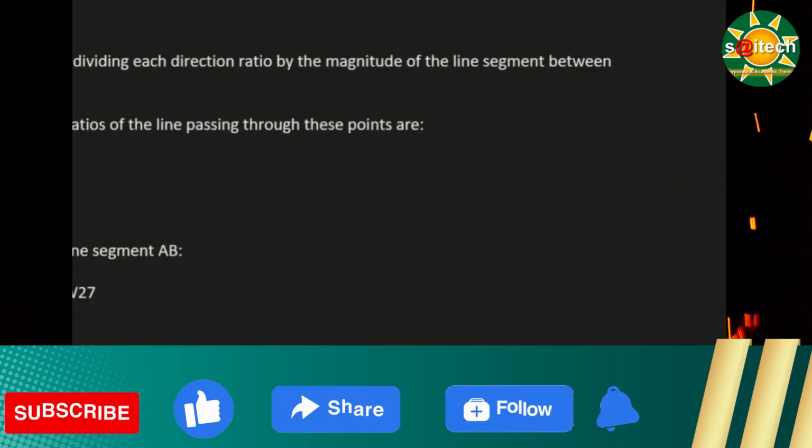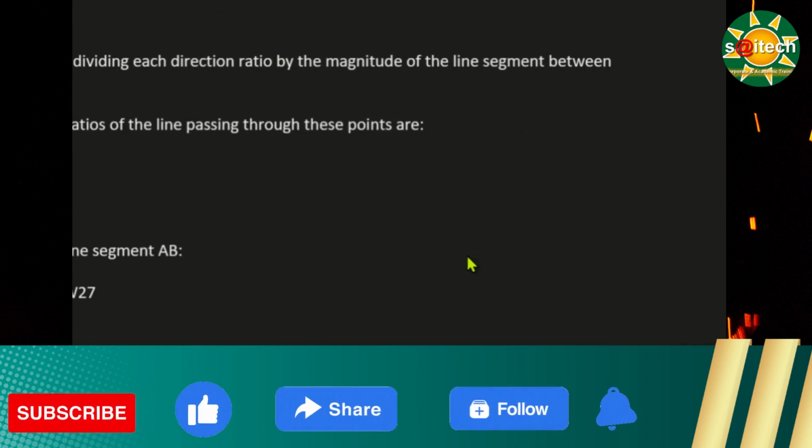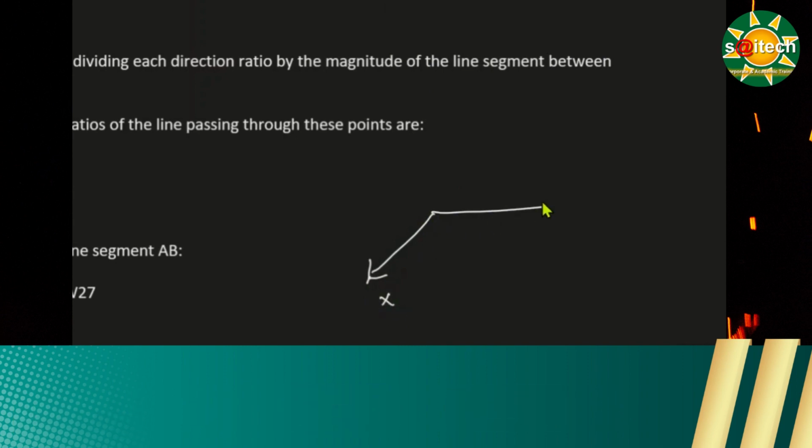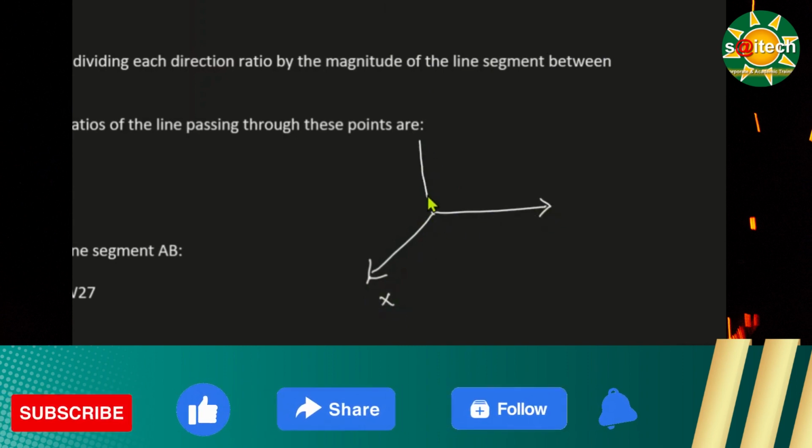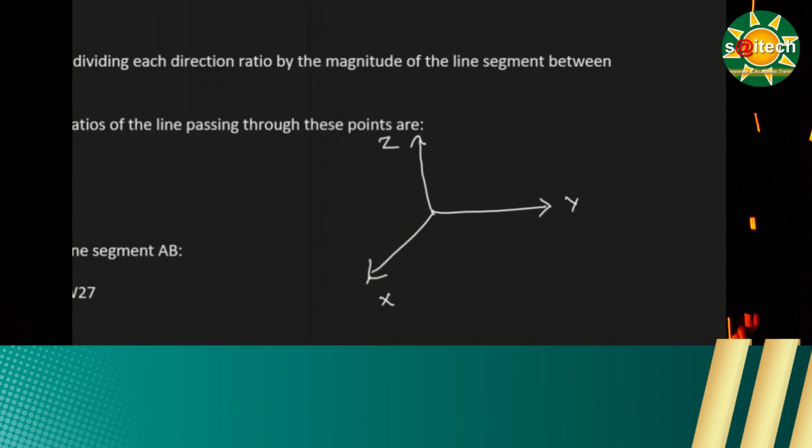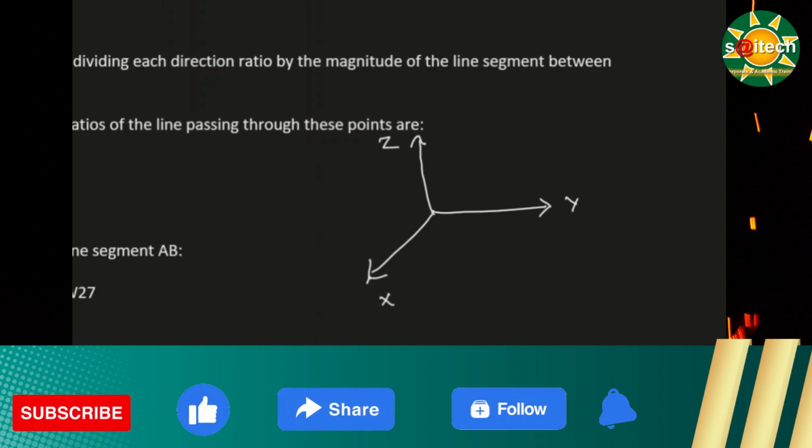For example, let us consider the x-axis, y-axis, z-axis. So in this three-dimensional space, the direction ratios are used to represent the direction of the straight line in the space.